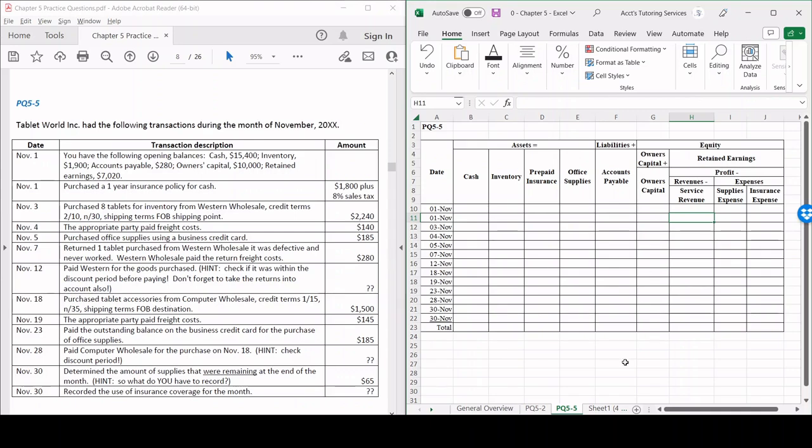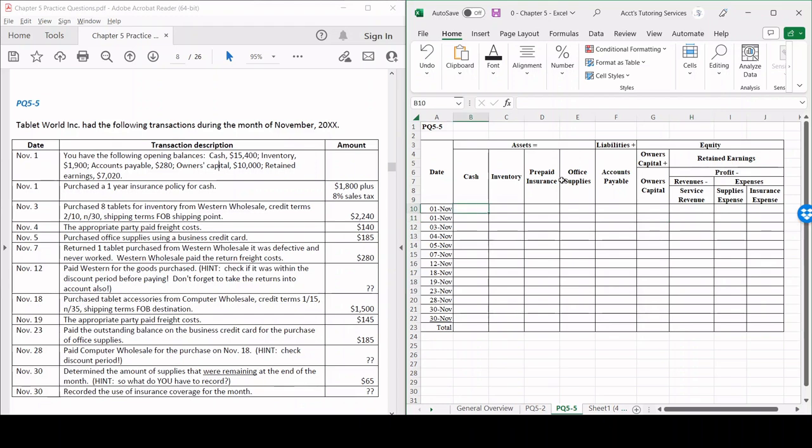All right, next we're going to tackle PQ5-5. Tablet World Inc. had the following transactions during the month of November, 20XX. On November 1st, you have the following opening balances. We're just going to plug these in, simple as that.